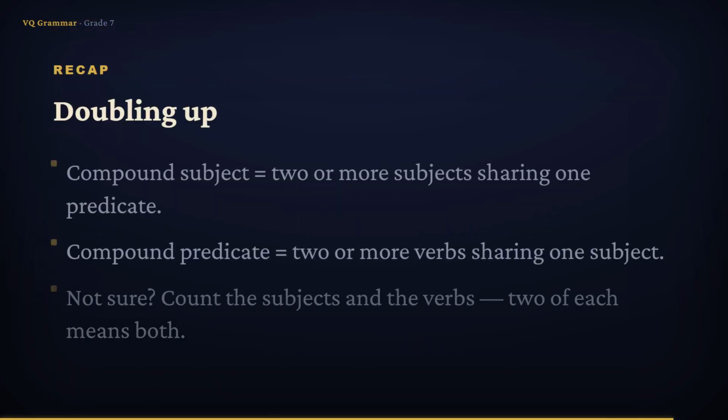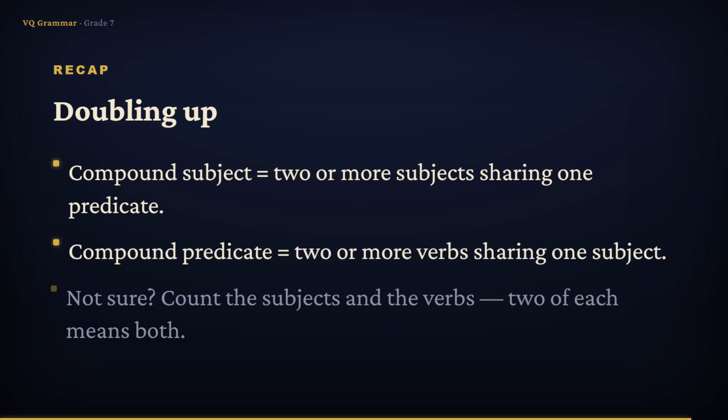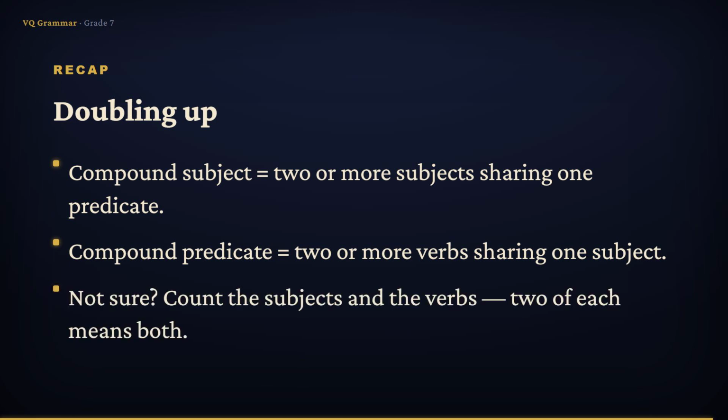Let's pull it all together. A compound subject is 2 or more subjects that share 1 predicate, joined by and, or but. A compound predicate is 2 or more verbs that share 1 subject, joined the very same way. And a single sentence can hold both at once. Whenever you're unsure, just count. Count the subjects, count the verbs, and let the numbers tell you which one it is.